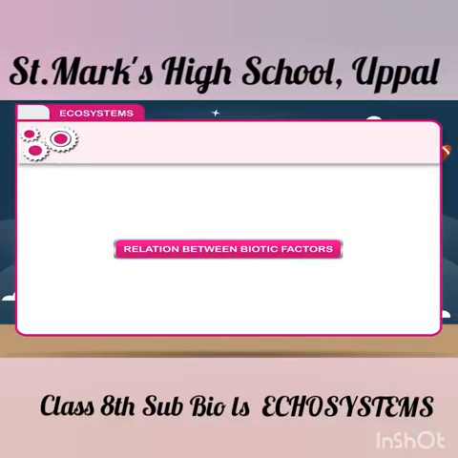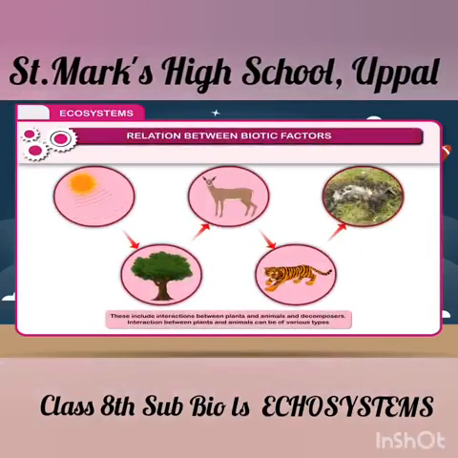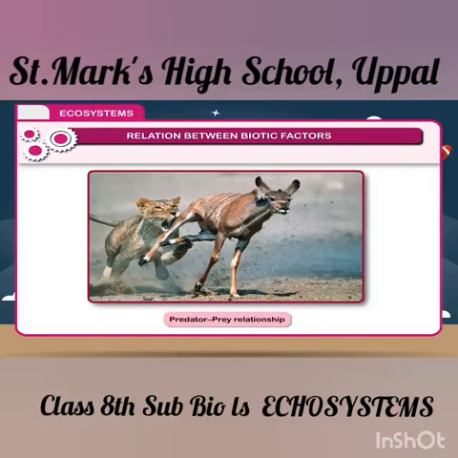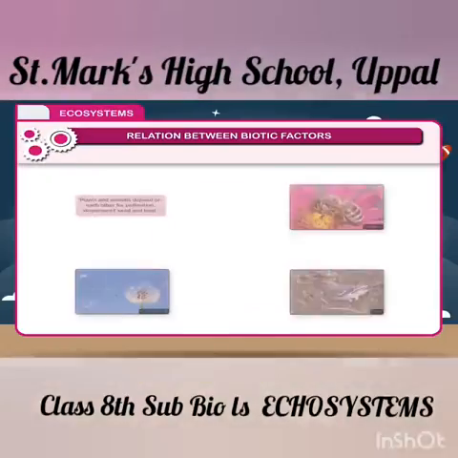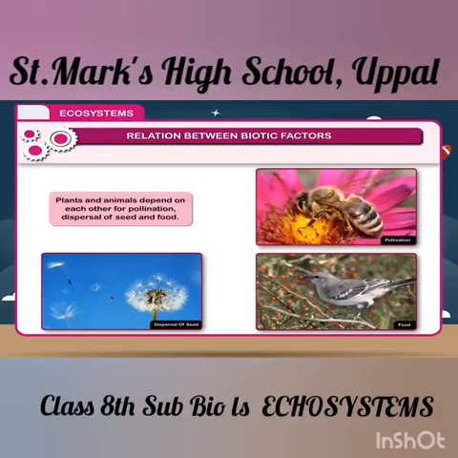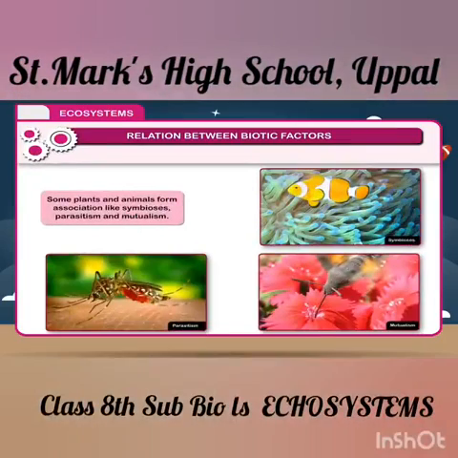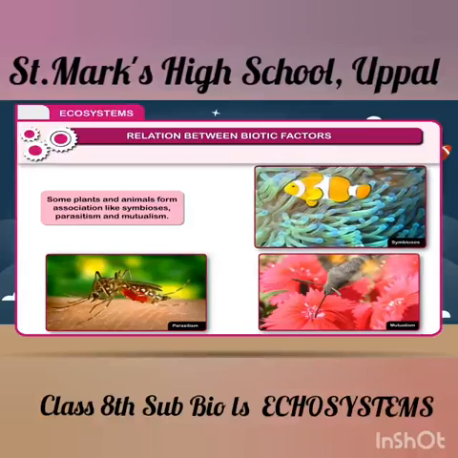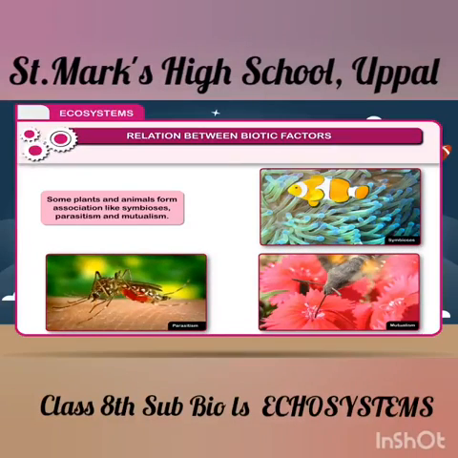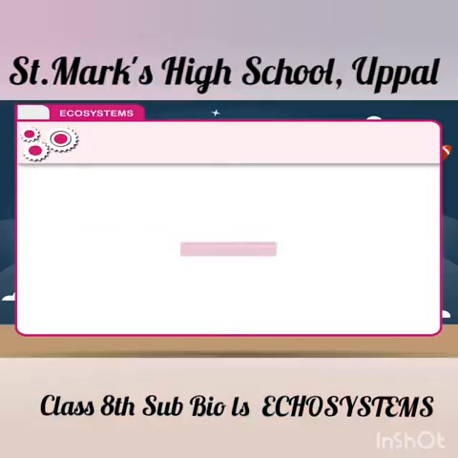Relation between biotic factors. These include interactions between plants and animals and decomposers. Interaction between plants and animals can be of various types. Predator-prey relationship. Plants and animals depend on each other for pollination, dispersal of seed and food. Some plants and animals form associations like symbiosis, parasitism, and mutualism.